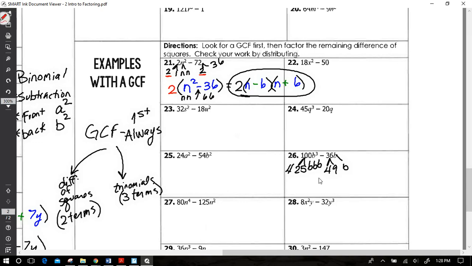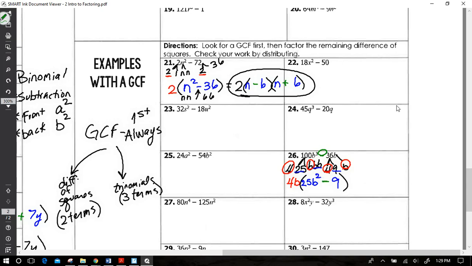All right, let's find the GCF. A 4 and a 4, a B and a B. So I have a 4B. Now I'm going to write my leftovers. So I have 25, and I have B squared, and then in the back I have a 9. And that is a minus sign right there. So I just brought it down.